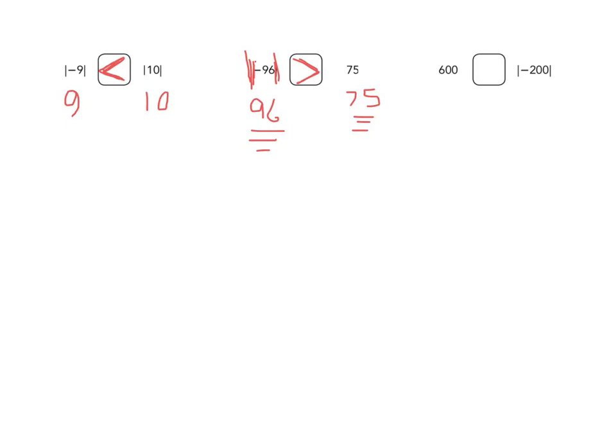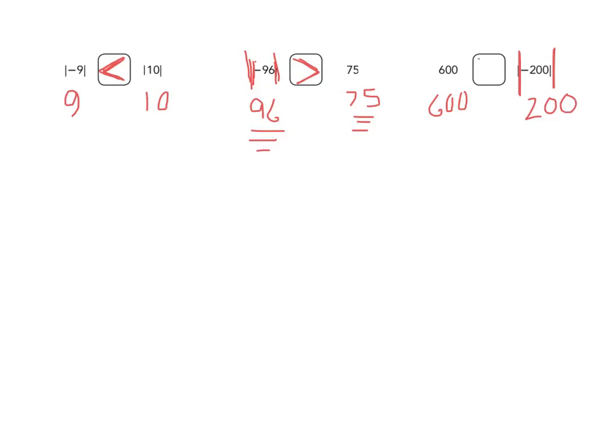Okay, so the next one, they show us there's a number 600, which is its value. It's 600. It says it right there. So 600 is the value of 600. And then they have the absolute value of -200, which means -200 is 200 spots away from 0.